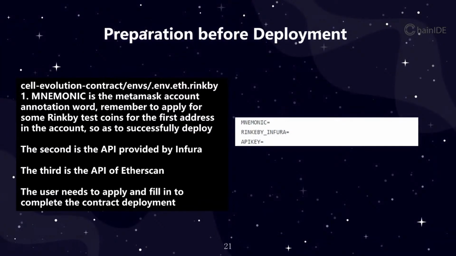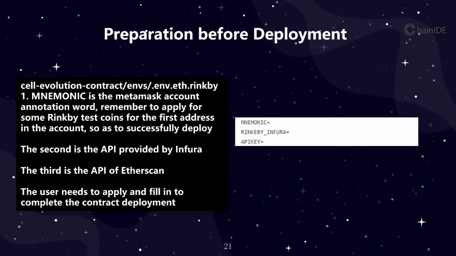And the first thing is about preparation before the deployment. As I just showed you guys, before we deploy our smart contract, we need to do some configuration in Hardhat. We set a file in this path for you guys, so you can directly go to this path to fill in those 3 parameters. Then you can easily deploy the smart contract by yourself using Hardhat.